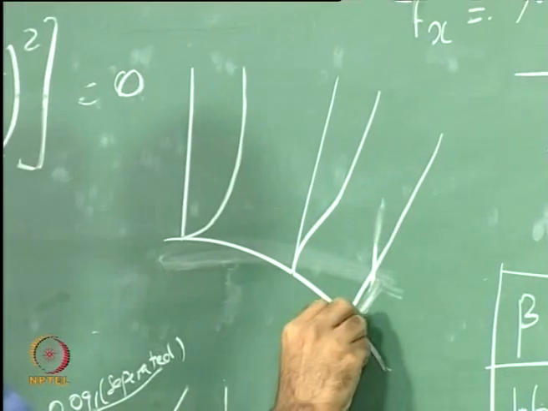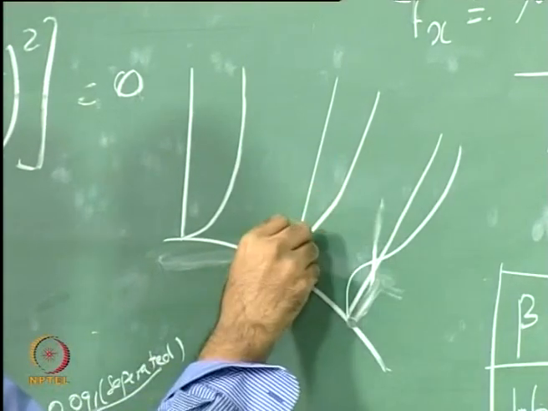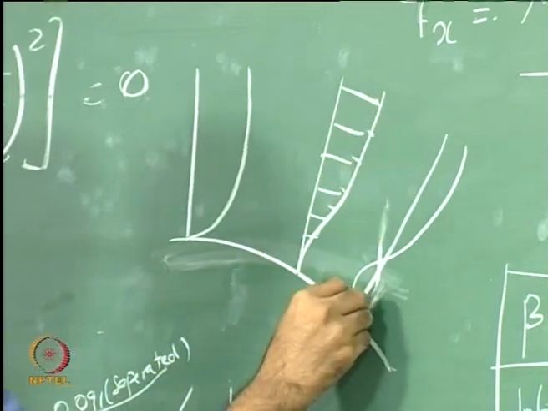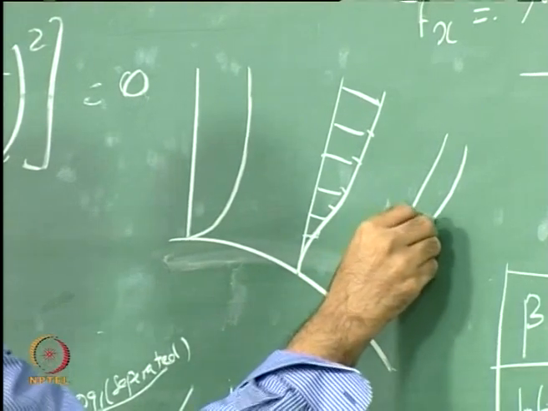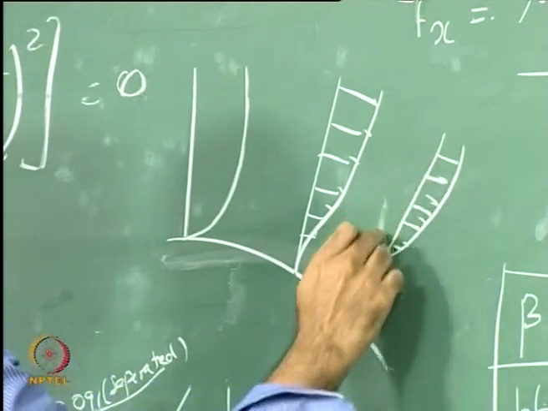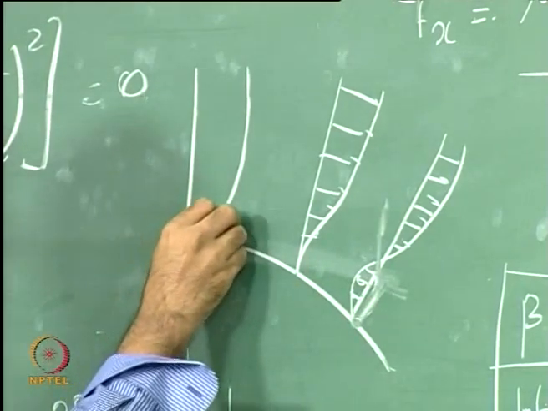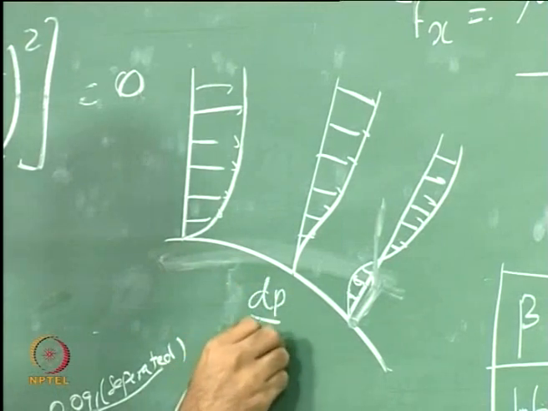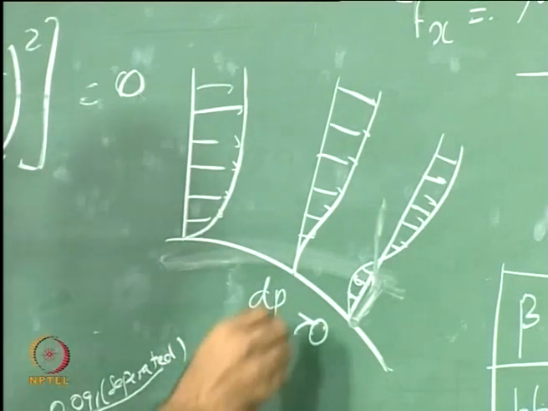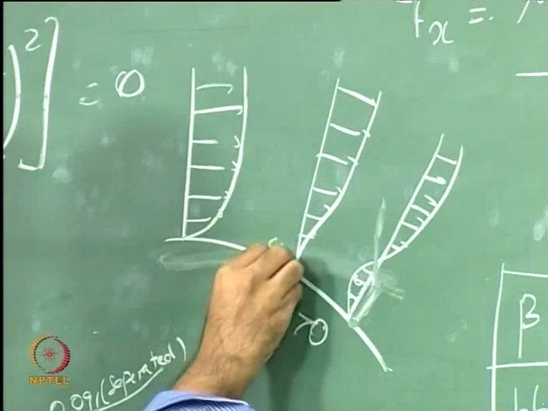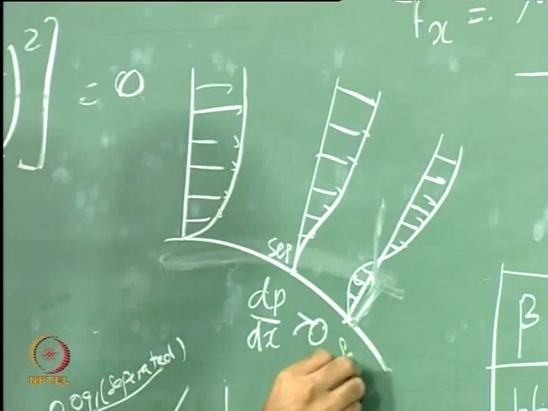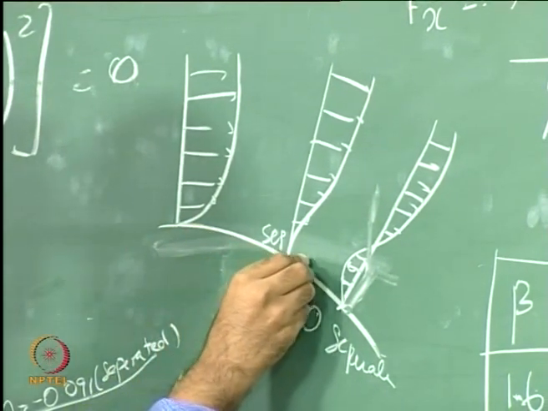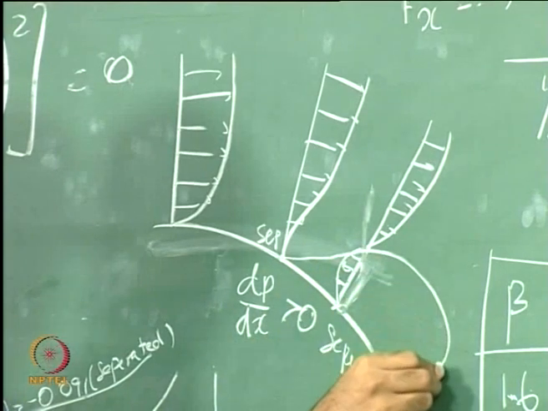in fact, it will be like this. Okay. So this is dp by dx greater than 0. Okay, this is the separation point. This is separated flow. So you can visualize the flow coming like this and at this point detaching, and then you have a nice big separation bubble here.